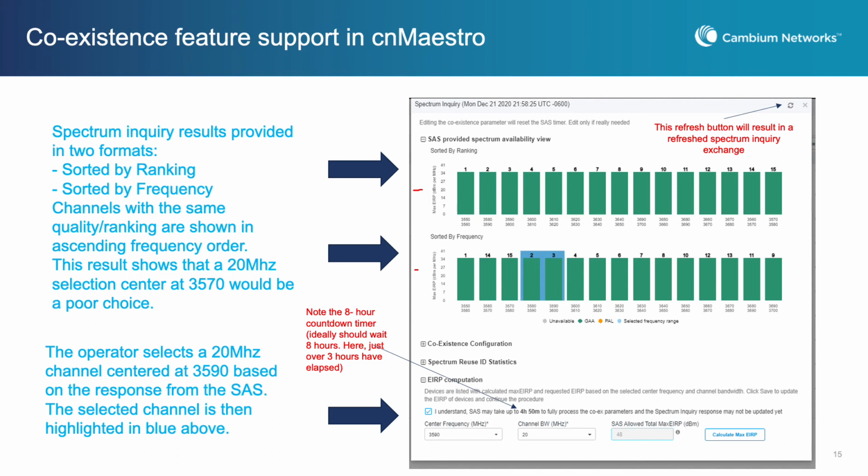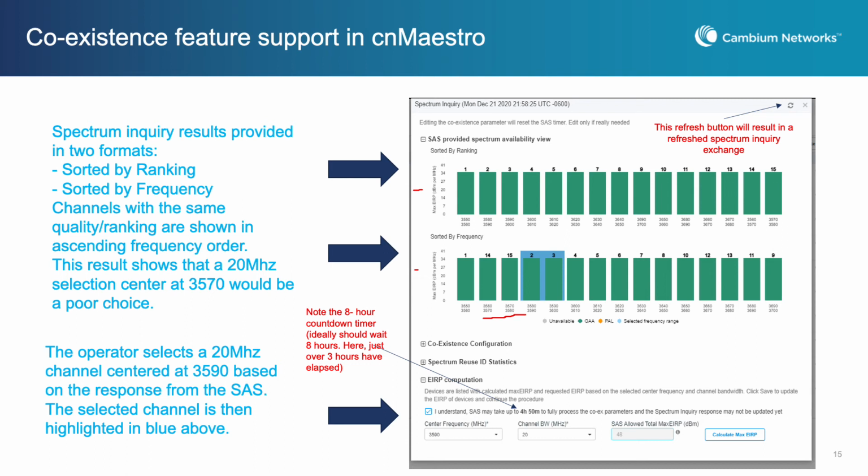It's presented in 2 different formats, sorted by rank or sorted by frequency, but it's the same information in both graphs. If the operator here wanted to select, for example, a 20 megahertz bandwidth, you can see 3560 through 3580 would be a poor choice. Those are ranked lowest by the SAS. They're ranked 14th and 15th by the SAS, indicating somebody else likely is using these channels in the area.